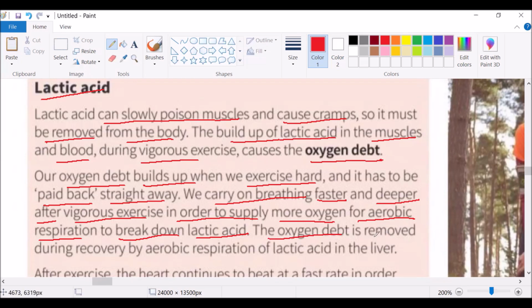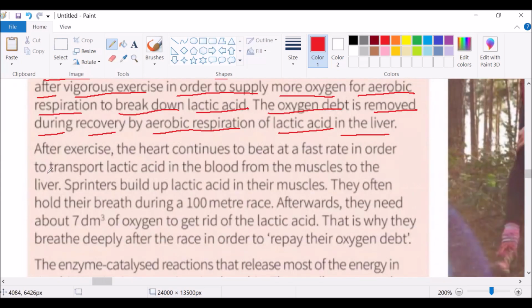Oxygen debt is removed during recovery by aerobic respiration of lactic acid in the liver. So lactic acid can only be aerobically respired in the liver. After exercise, the heart continues to beat at a faster rate in order to transport lactic acid in the blood from the muscles to the liver.